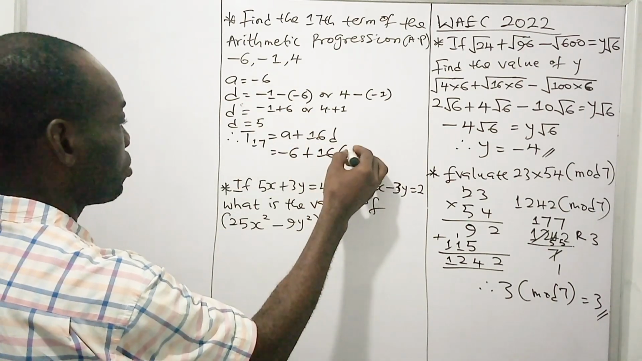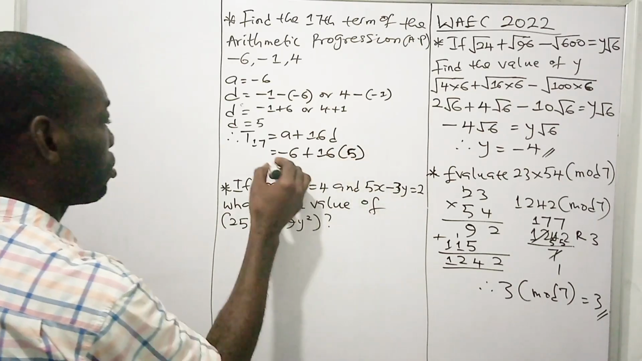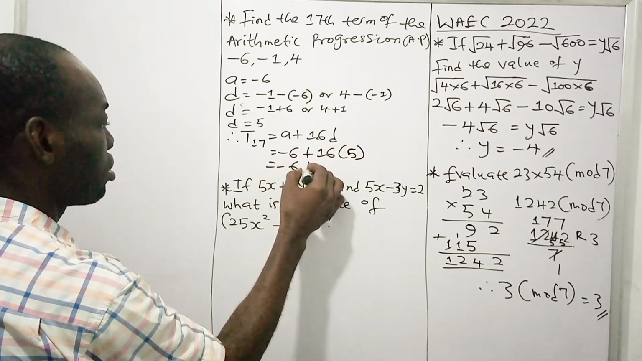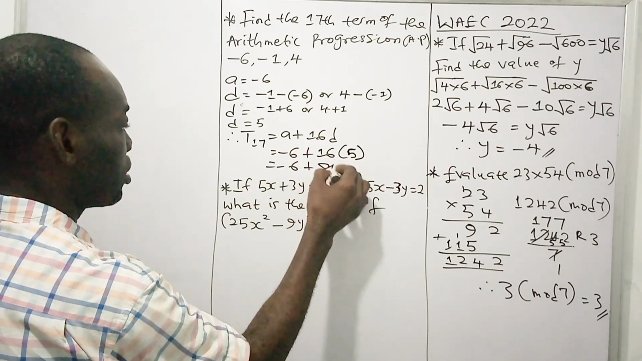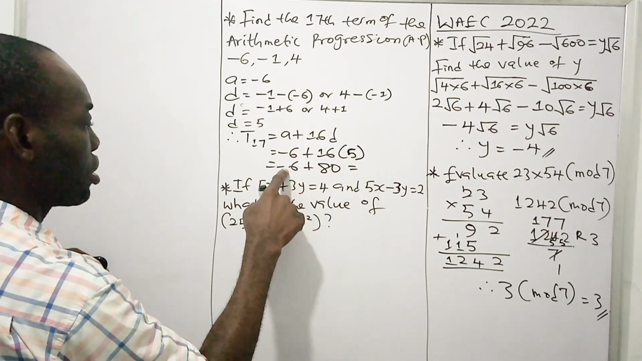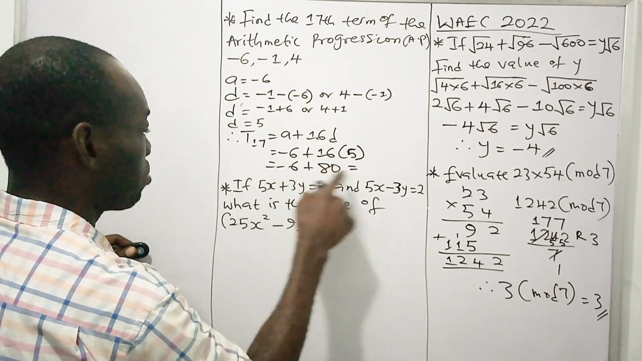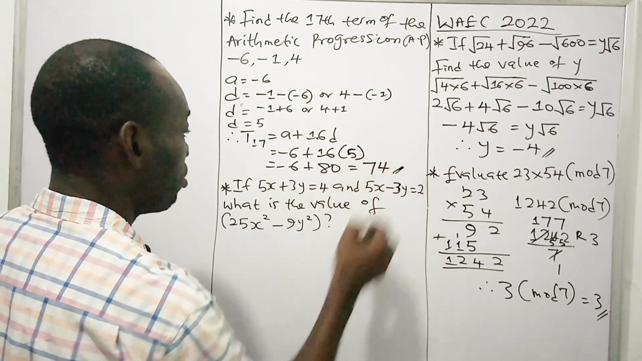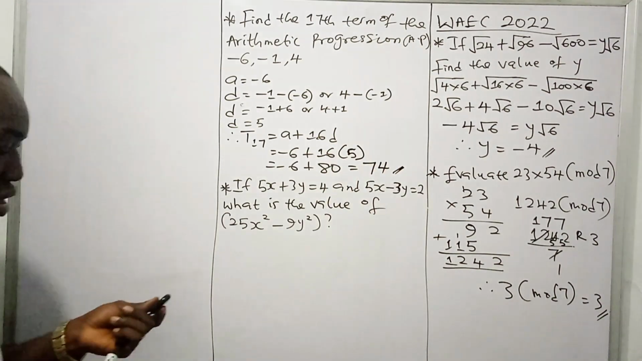Our common difference is 5. So that gives us minus 6. 5 times this will give us 80. And we'll subtract 6 from 80. Minus 6 plus 80 should give us what? Positive 74. And that's the solution to that question.